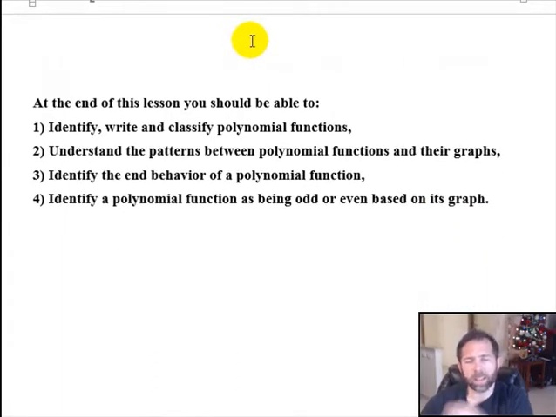At the end of this lesson, you should be able to identify, write, and classify polynomials. You should be able to understand the patterns between polynomial functions and their graphs. You should be able to identify the end behavior of a polynomial function and identify a polynomial function as being odd or even based on its graph.